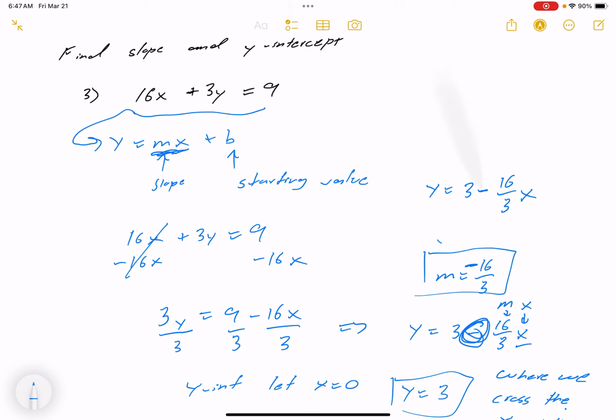Since we're subtracting 16 over 3x, that's basically saying that we're multiplying by a negative. So your slope is going to be negative. In this case, your graph is going to decrease because we have a negative.